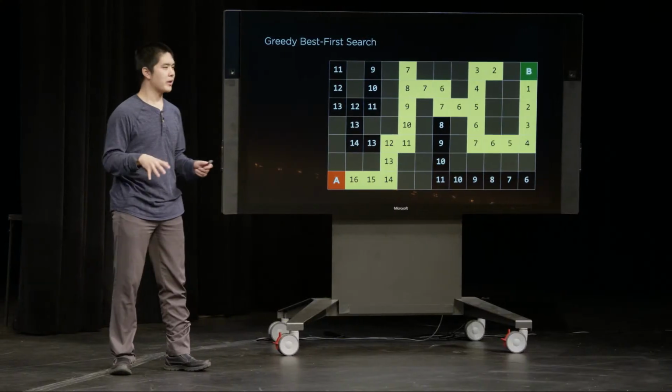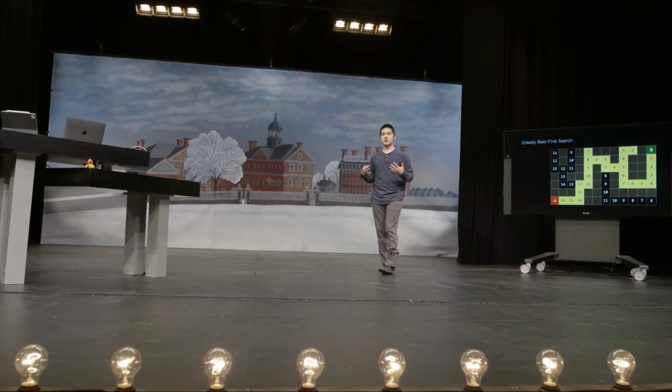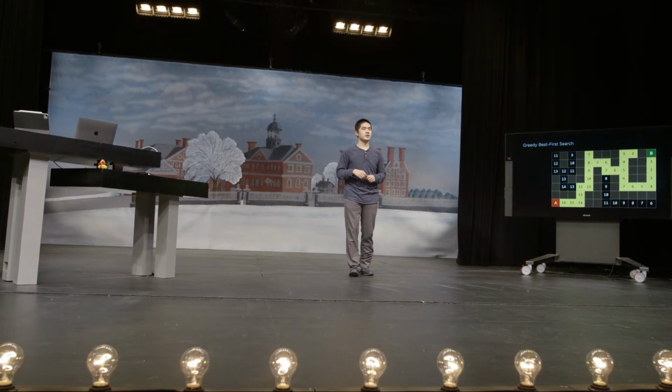I'll pause here for any questions then about the algorithms we've looked at so far. Depth first search, breadth first search, and now an informed algorithm, greedy best first search.